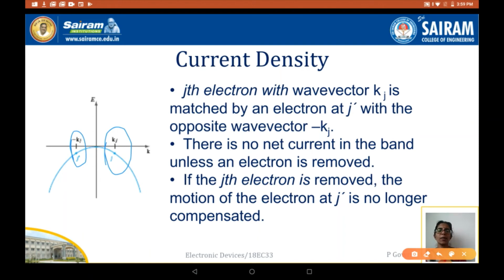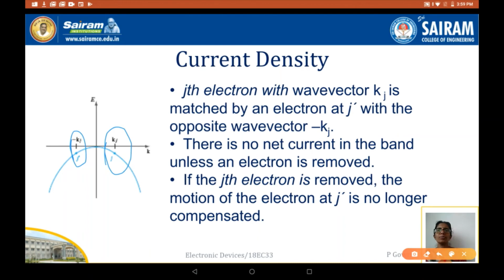So in this case, the jth electron with wave factor kj is matched by an electron at j dash with opposite wave factor minus kj. So finally, there is no net current in the band unless an electron is removed.